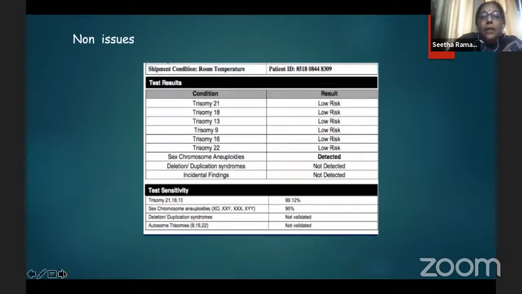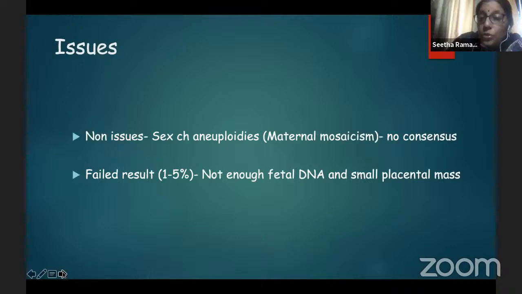What about sometimes there are non-issues? Again, this was one case where everything else was fine, but there were sex chromosome aneuploidies. And then we didn't know what to do. Well, we did counsel that nothing major was going to happen. She continued the pregnancy and the baby was fine. So it is again important to counsel them that there could be sex chromosomal aneuploidies that could be detected.